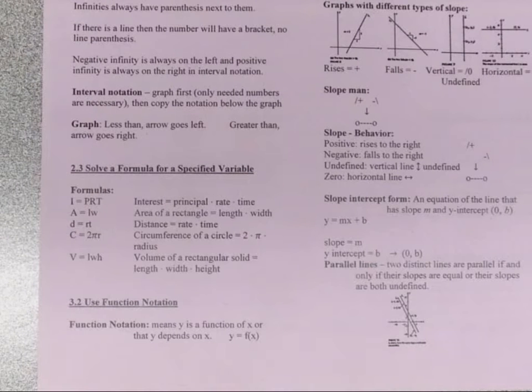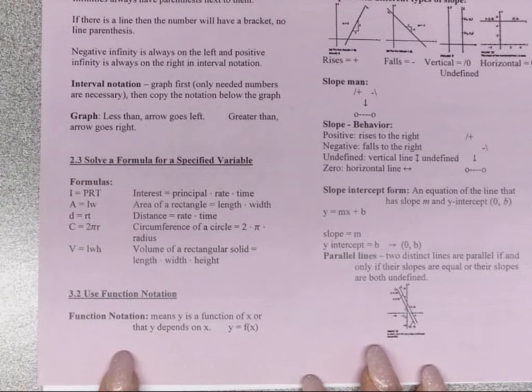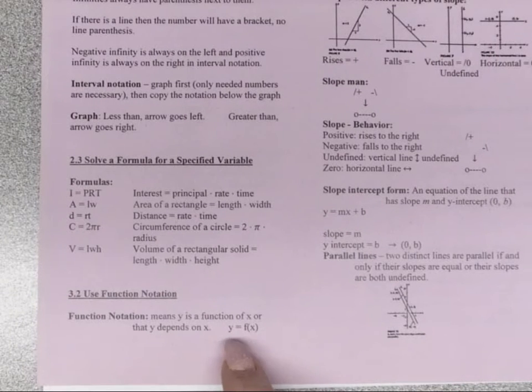So we're talking about function notation. Function notation means that y is a function of x, or that y depends on x. So we're saying that y is the same thing as f of x. So y equals f of x.